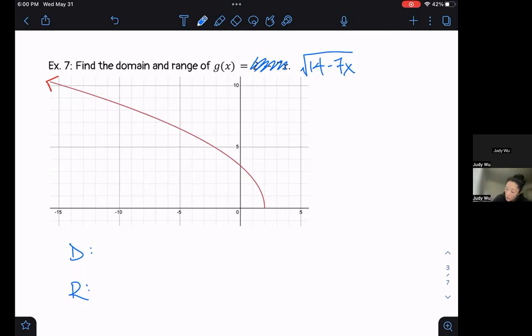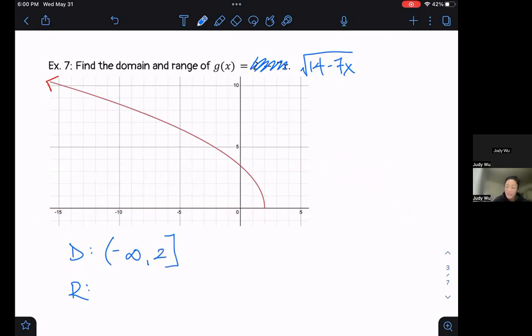But if we're looking for our domain, again, we want to scan across this x-axis, but we realize that it stops right here at 2. There's no picture past 2. So the way we say that is from negative infinity to 2, and we include 2.